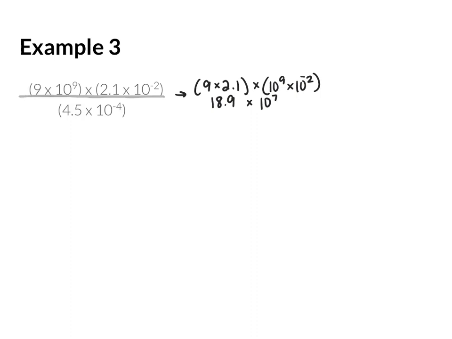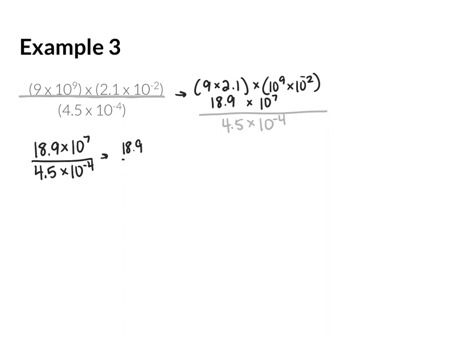Now, if this was our final answer, we would need to rearrange the decimal so it would be 1.89. But since it's not our final answer and it's simply our numerator, we don't actually have to convert it into proper scientific notation yet. We know that this whole thing is being divided by 4.5 times 10 to the negative fourth. To keep everything neat and tidy, I've rewritten my problem so it looks a little simpler than the long form that I had before.